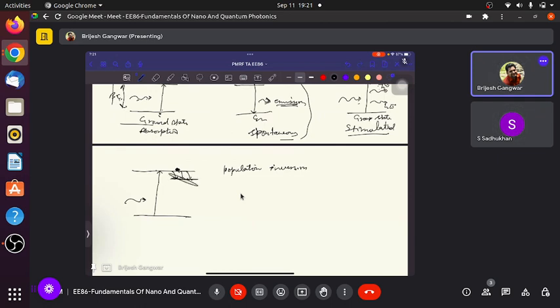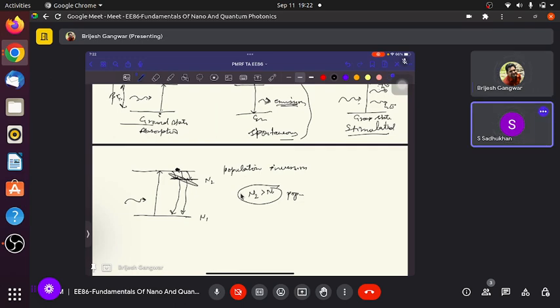So at a time, if the n2 value is greater than the n1 value, then this is the condition of population inversion. And if all the electrons come from the same state, then you can say they are in the same phase and the same frequency, at the same energy. Got it?